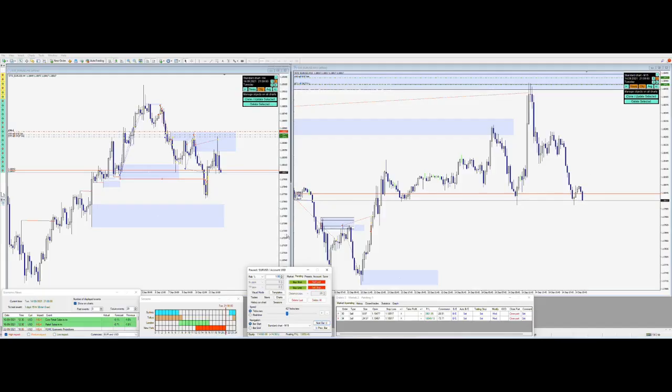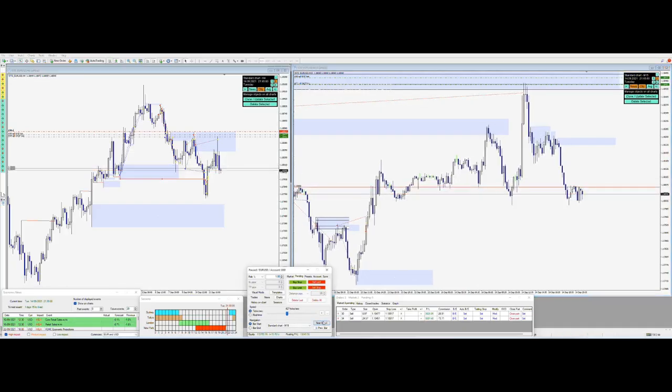So where can we short from? Well, we can look at this level here. Right, we had a mitigation here. We had this mitigation here. So the mitigation I was talking about, I didn't draw it on, was this one here, right? Price came in and mitigated that. So this would be the last candle, but it didn't sweep liquidity and it has no inducement. So I don't really like that zone, but let's see.